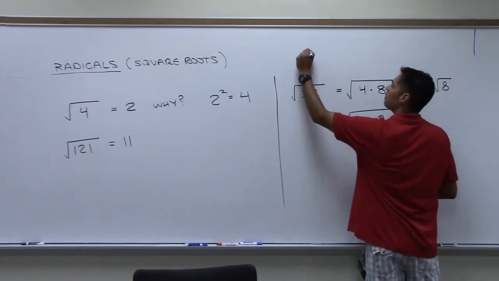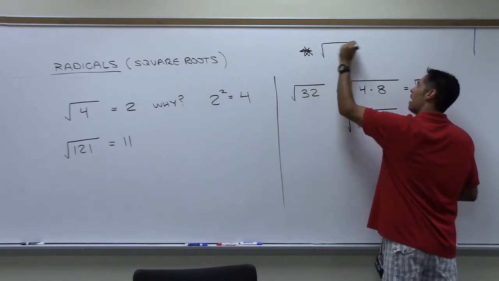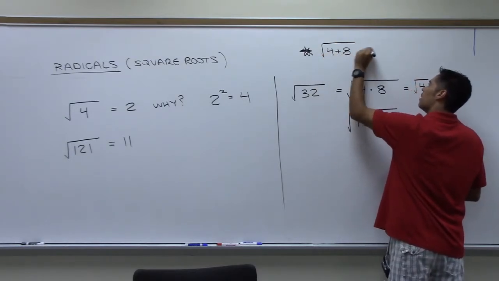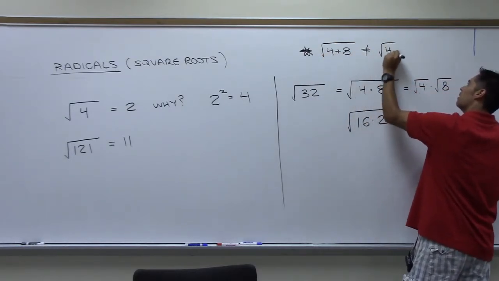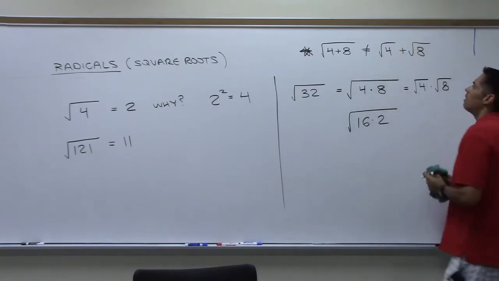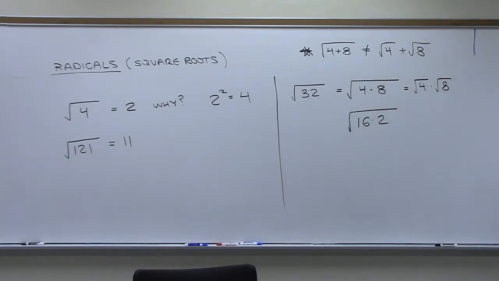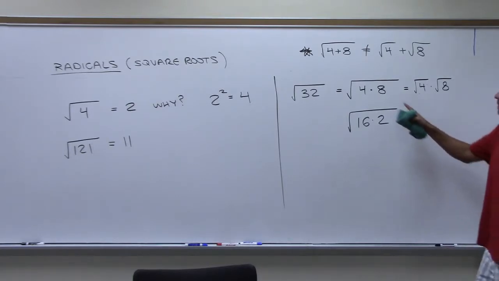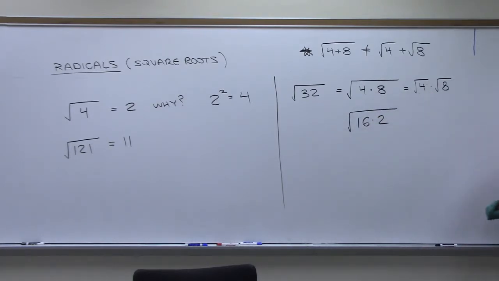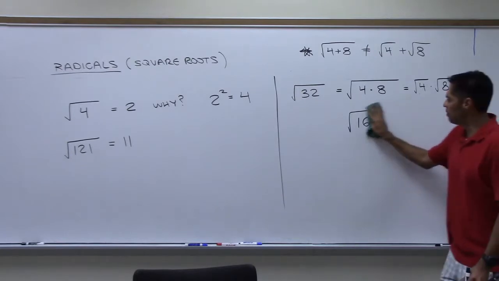Just beware, caution. That was supposed to be a star. If you have this, you cannot do this, all right? You are not allowed to split up a radical with addition inside. No go, all right? But if it's multiplication, you can. And I'm going to move this one down a little bit.